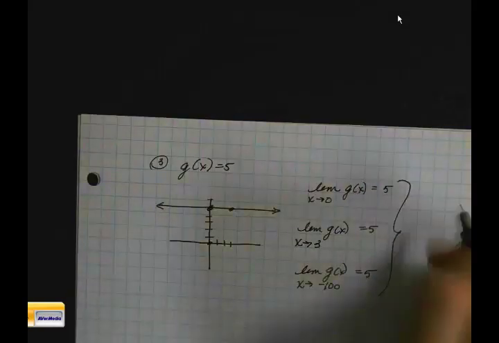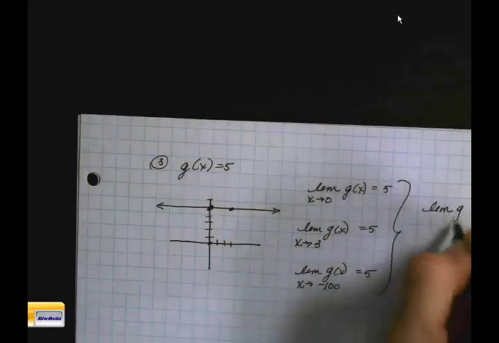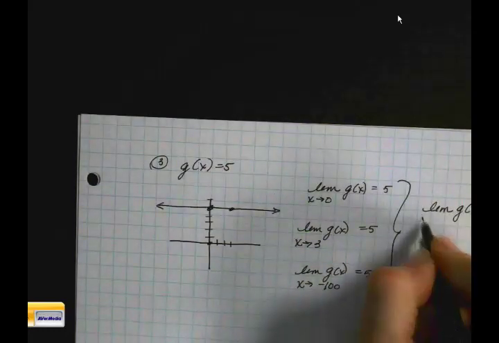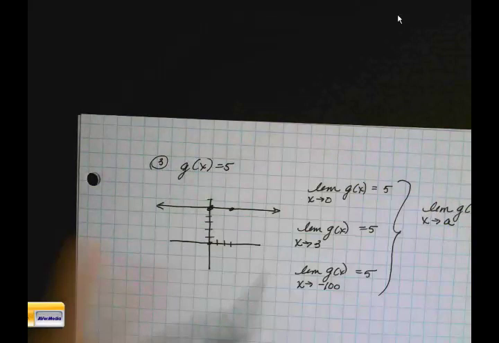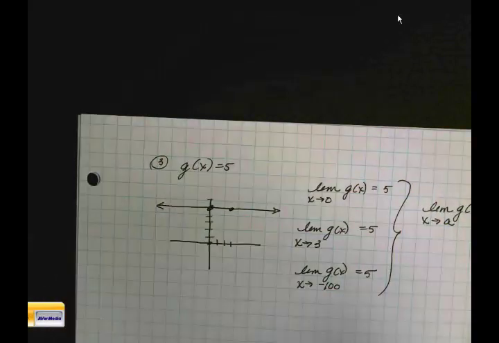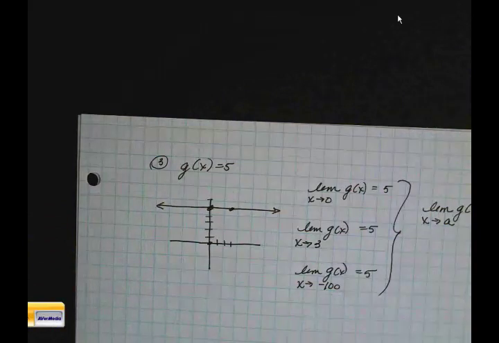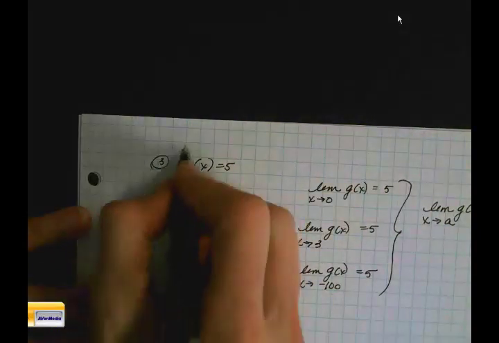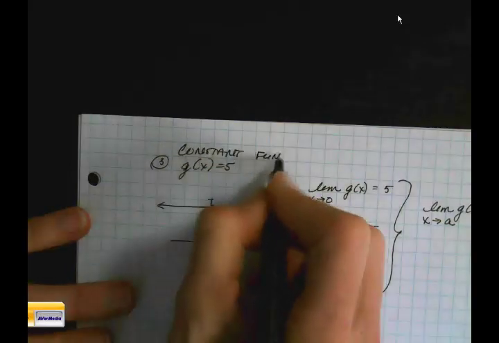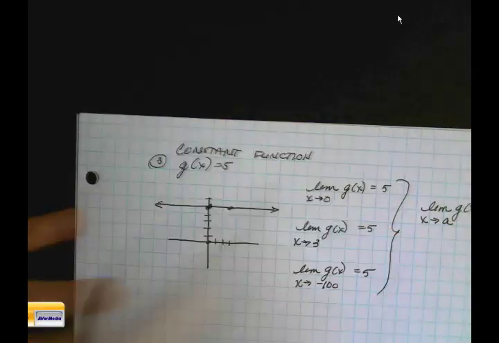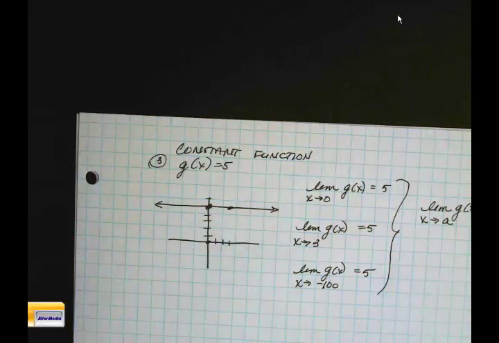So we can make a conclusion from this, that the limit of g of x as x approaches any number, in this case, is going to be 5, because this is called a constant function. This is referred to as a constant function. It is equal to a constant. It is equal to a number.